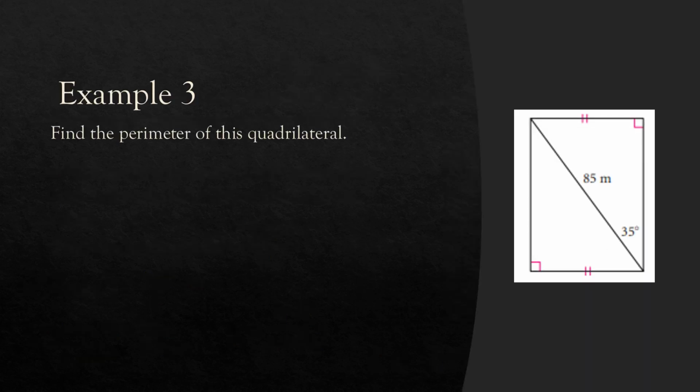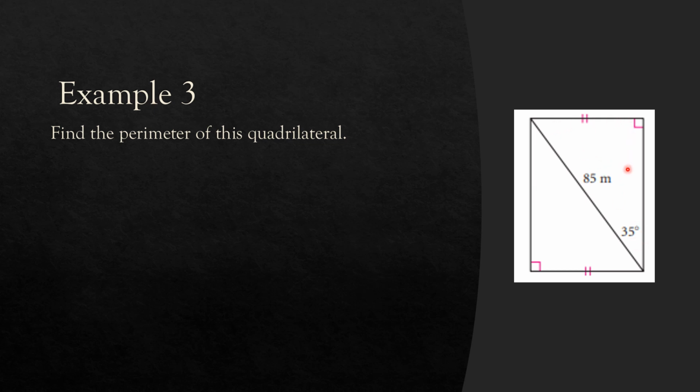Example 3, find the perimeter of this quadrilateral. Now, when we first look at it, we do not know if it's a rectangle or just a quadrilateral, but let's look a little closer. They give us that these are 90 degrees and that these sides are the same. And then this side is going to be the same for each of these two triangles. We're given the 35 degrees.